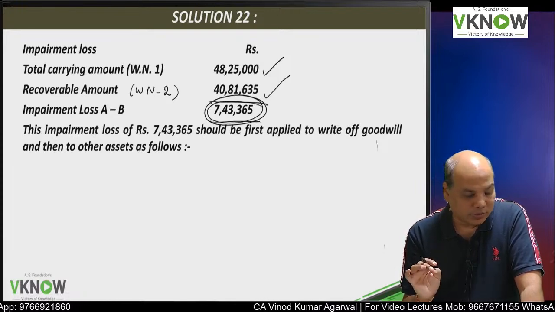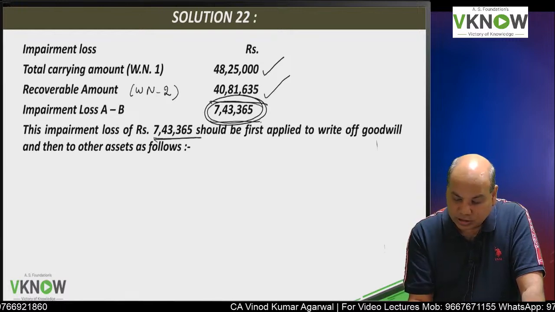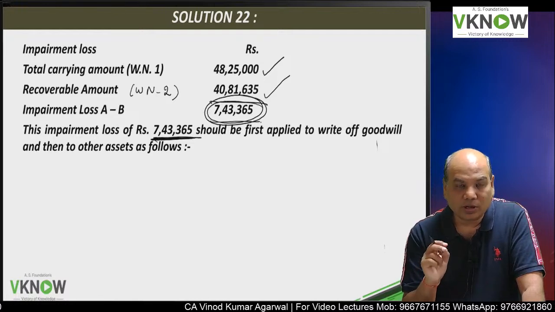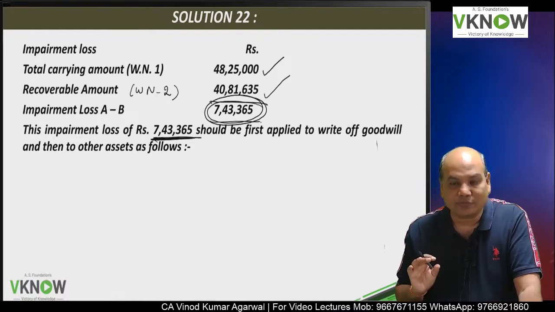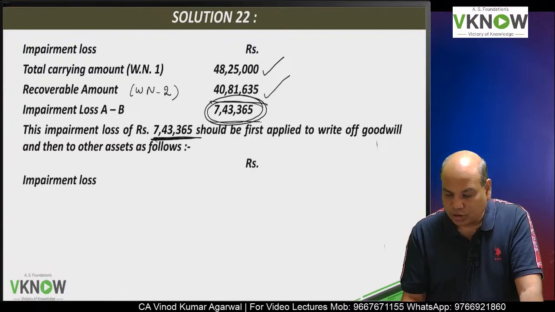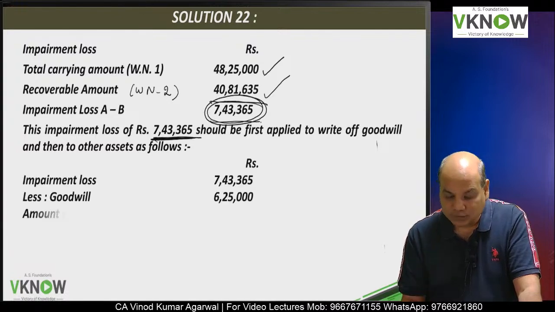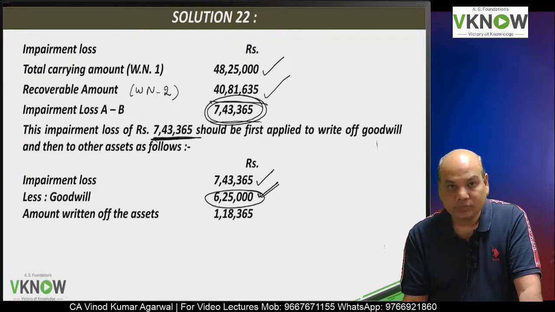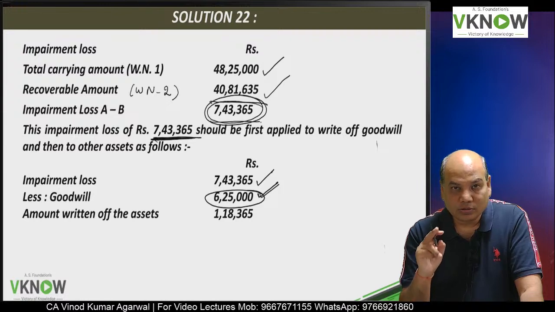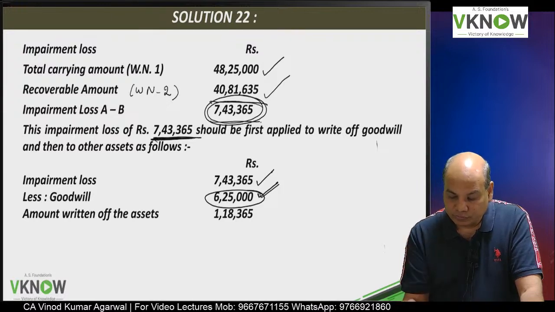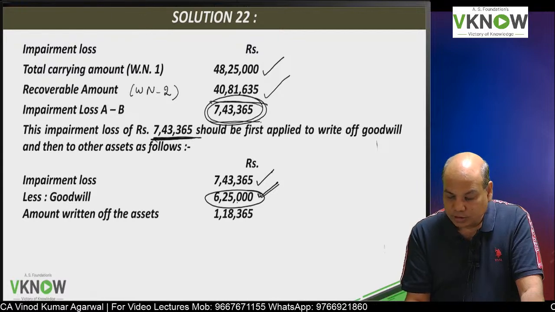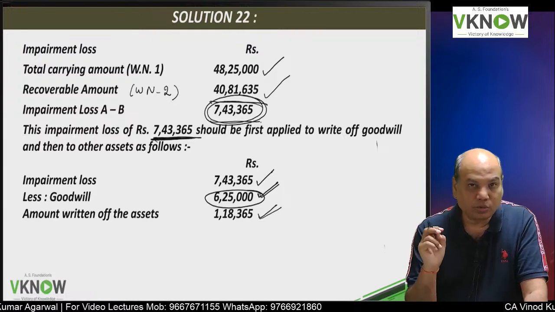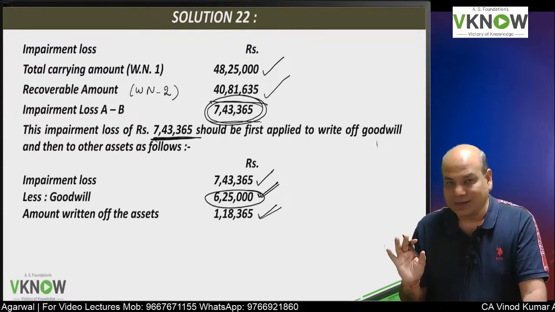As we have discussed, first it will be allocated towards goodwill and balance amount will be allocated towards assets of the CGU. So out of 7,43,365, first allocate towards goodwill. What was the balance in goodwill? 6,25,000. So that goodwill will become 0, and remaining impairment loss amount will be used to write off the asset.